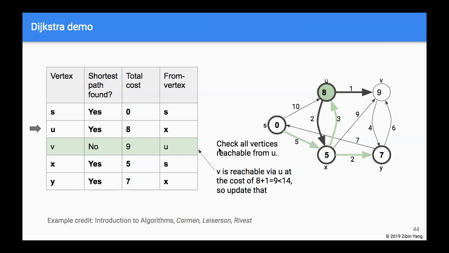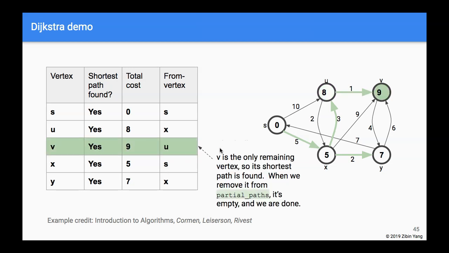And we'll repeat this process one last time, but it's easy because there is only one vertex left in partial paths. So that must be the one with the lowest cost. We remove it from partial paths, and that's it. We are done because partial paths is now empty.